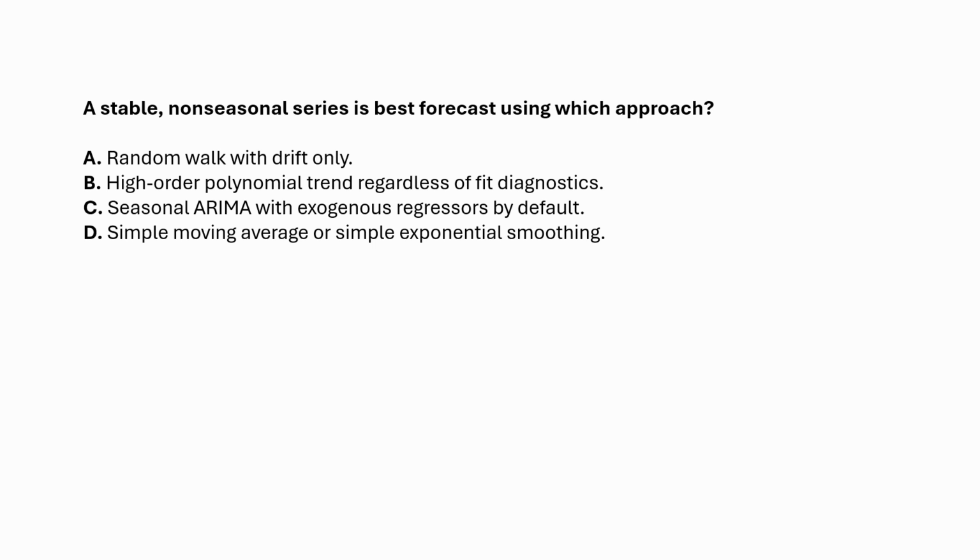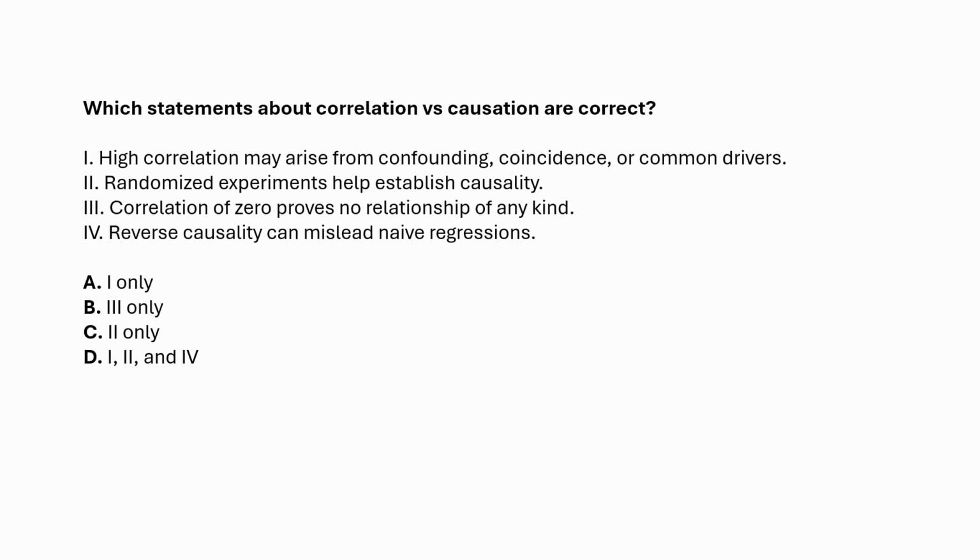Memory hook. Think of forecasting like picking a car. If the road is flat and straight, stable, non-seasonal series, you don't need a sports car with turbo engines, ARIMA. You just take a simple sedan, moving average or exponential smoothing. Final answer, D, simple moving average or simple exponential smoothing. Moving on to the next question.